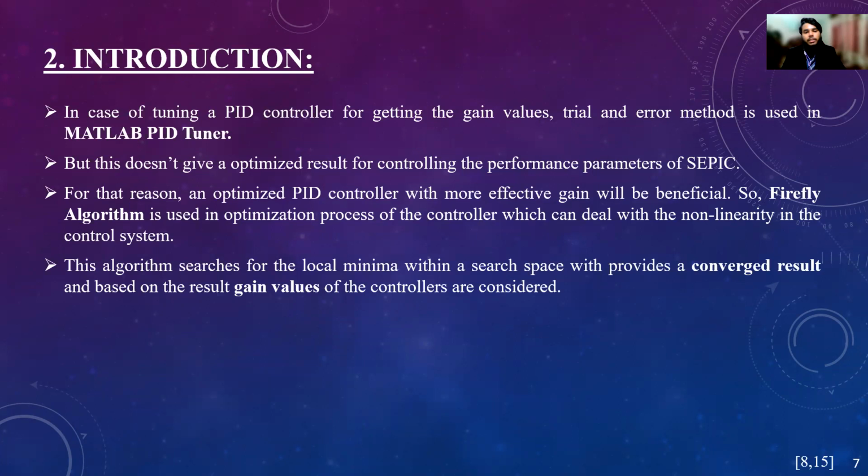In case of tuning a PID controller, to get the gain values, we use trial and error method in MATLAB PID tuner. However, this does not give an optimized result for controlling the performance parameters of SEPIC. So for a well-optimized result, Firefly algorithm is used in the optimization process of the controller, which can deal with nonlinearity in the control system. Our work employs the Firefly algorithm to establish a comparative analysis among their respective performance as an optimization process for the SEPIC. This algorithm searches for the local minimum within a search space, and it provides a converged result based on the gain values of the controllers.